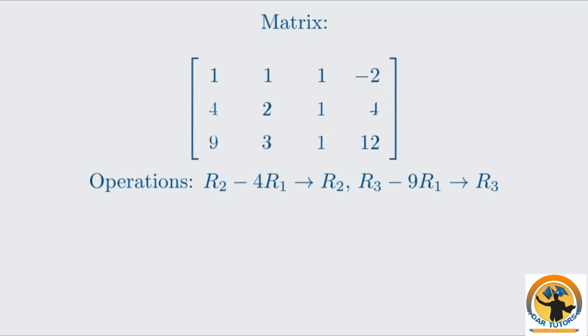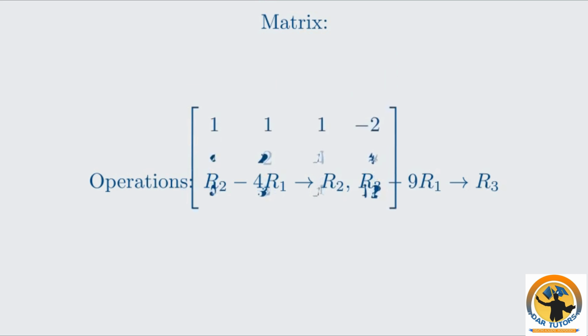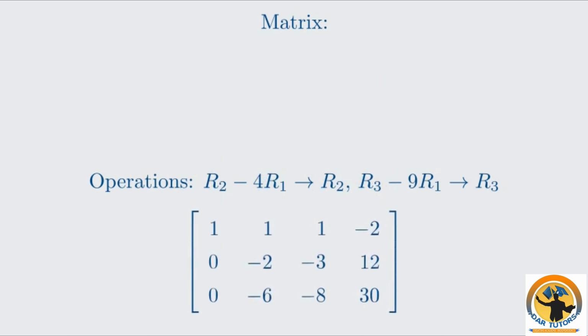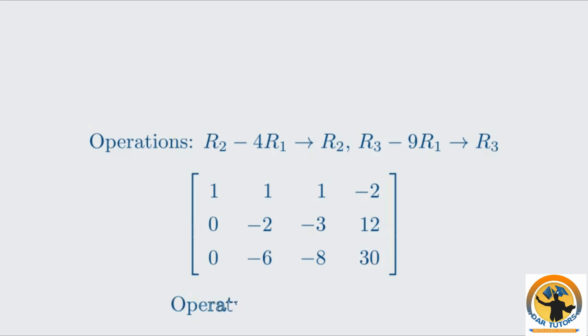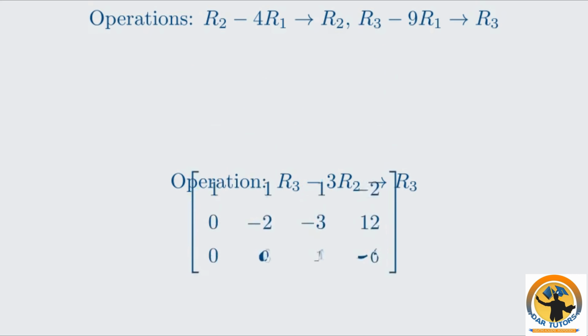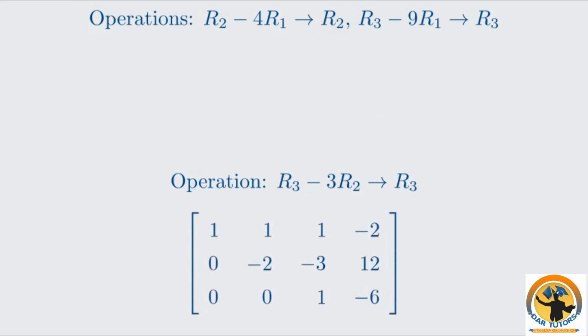We perform R2 minus 4 R1 arrow R2 and R3 minus 9 R1 arrow R3. Next, we eliminate the b term in the third row. We perform R3 minus 3 R2 arrow R3. The matrix is now in row echelon form. We can use back substitution.